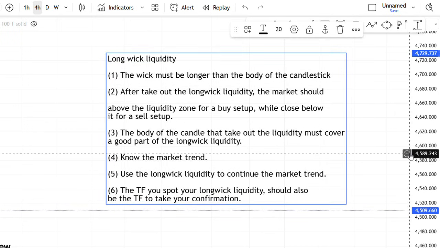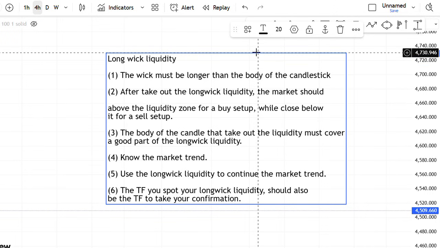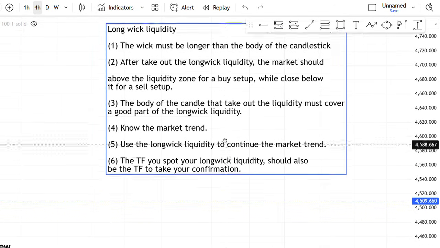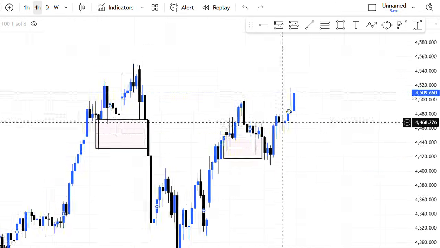You can take a look at it and screenshot it. Okay, I think I will copy it and add it to the description of this post. That's what I will do. So let's leave this one aside.